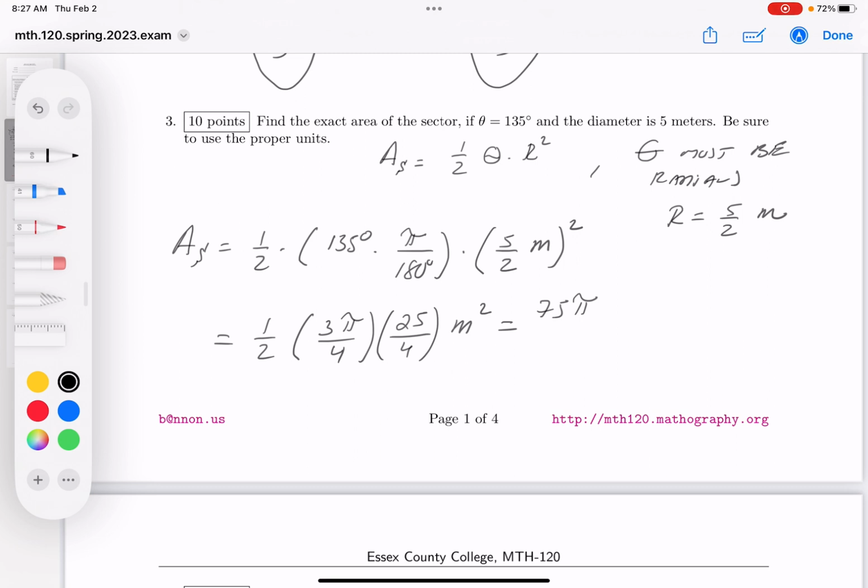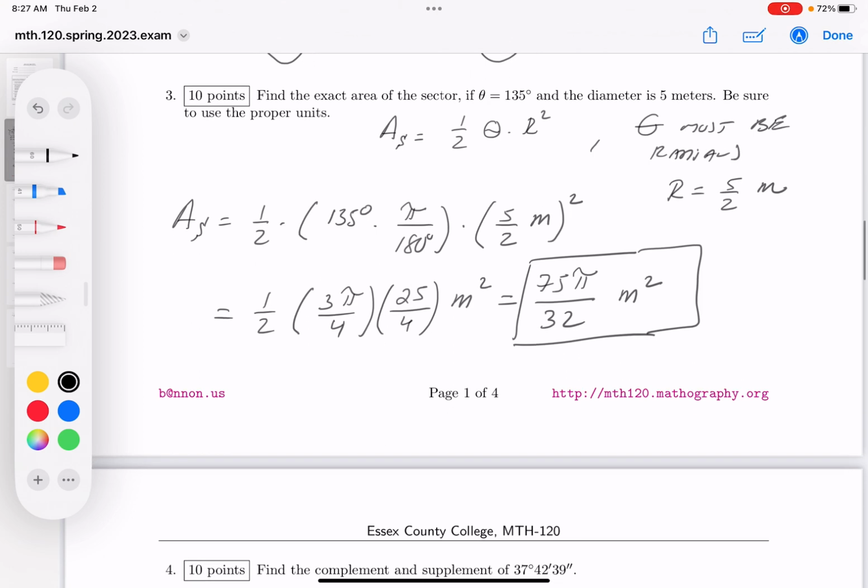Pi/4. Gonna look at this thing. And 5 squared is 25 quarters. Yeah, I think I did it right. And what number you get there? 632. And the unit of that is going to be meters squared. They did say use proper unit. All right, let's go to the next one.